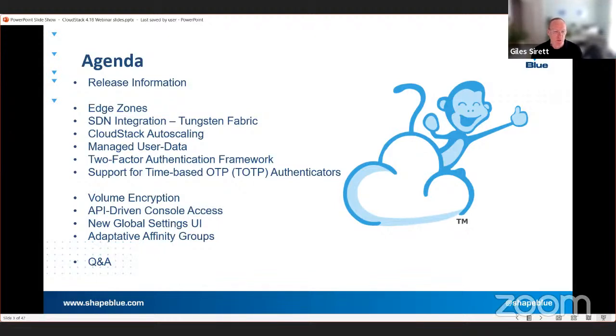We're then going to go through some smaller features, which are just as important, but we've sort of classified them almost as tier 2, if you like. So encryption of volumes, API-driven console access, and a new global settings UI and adaptive affinity groups.